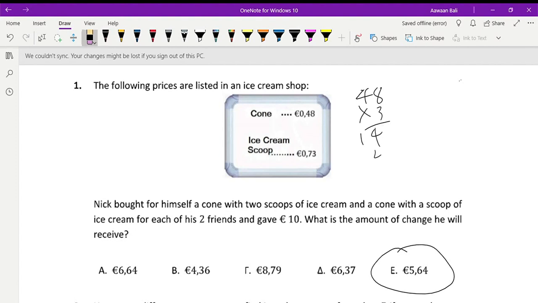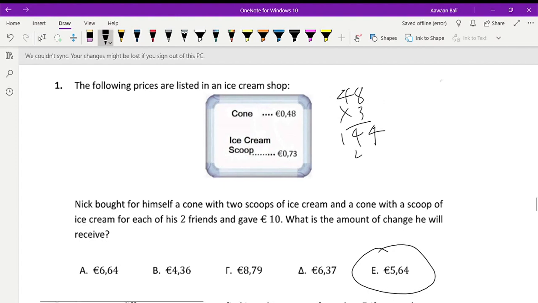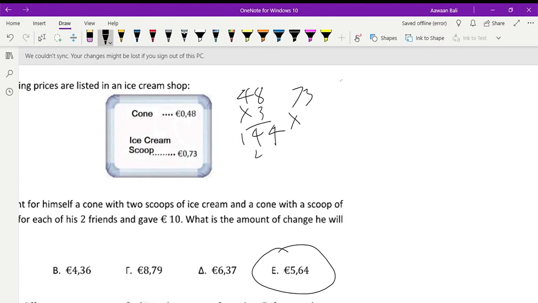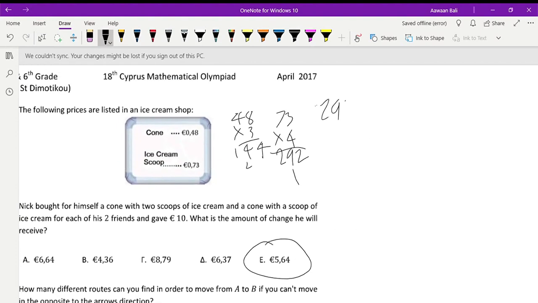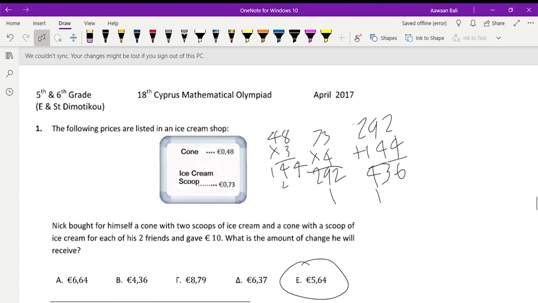now Nick had 2 ice cream scoops for himself and 1 for each of his friends. So basically that's 4 in total. So an ice cream scoop is 73 cents. So 73 times 4 is 292. We add the 2 prices together to get €4.36. So that's how much Nick pays in total.